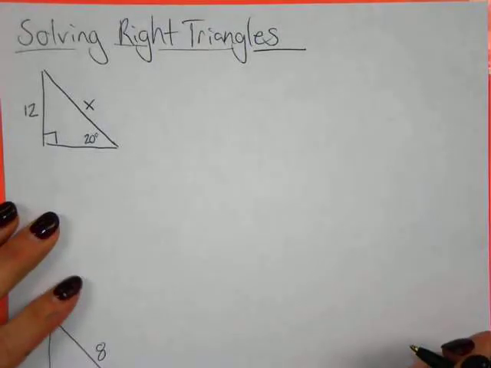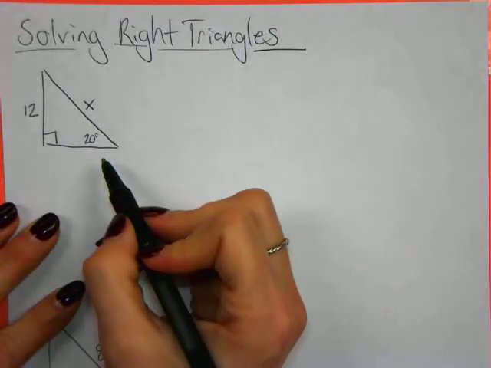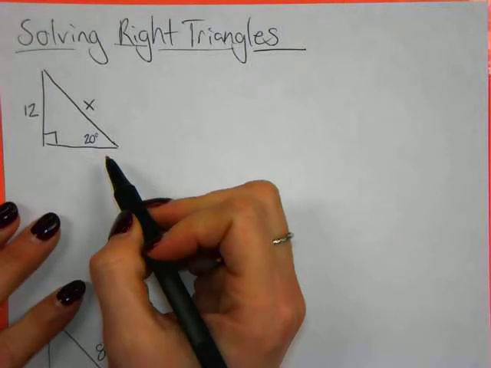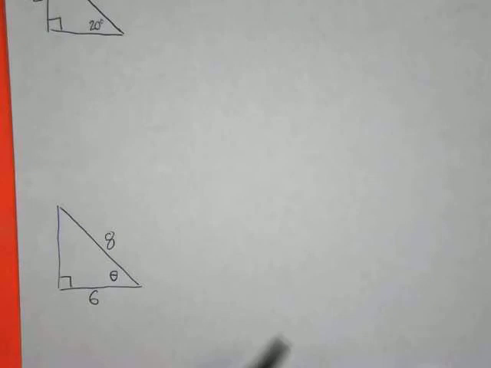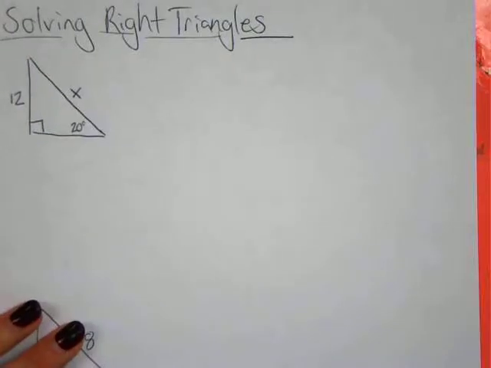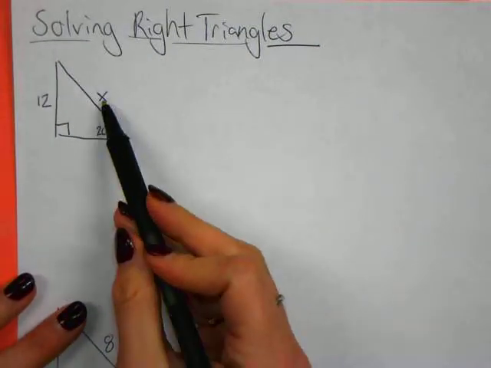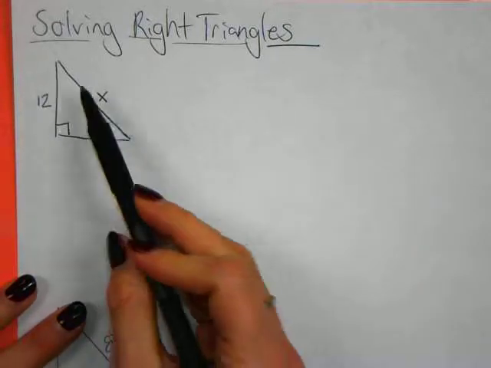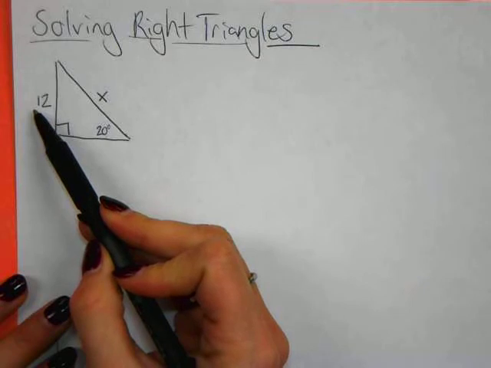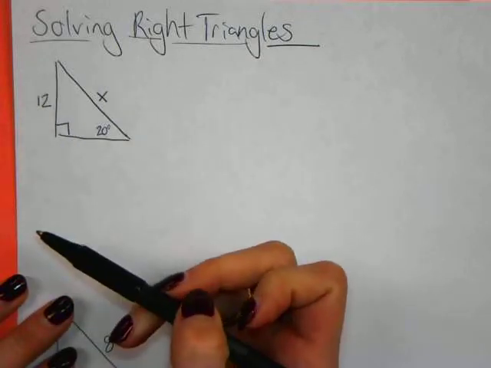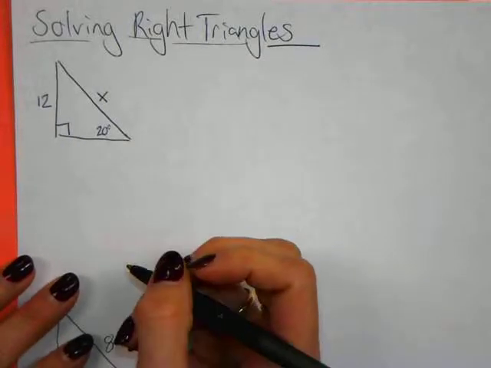Alright, in this video I'm going to be using trigonometry to solve a couple right triangles, one in which I'm solving for a missing side and one in which I'm solving for a missing angle. So let's take a look at this one where I'm missing this side. I have that this is a right triangle, this angle is 20 degrees, one of my sides is 12, and I'm missing this side right here, so I want to solve for x.